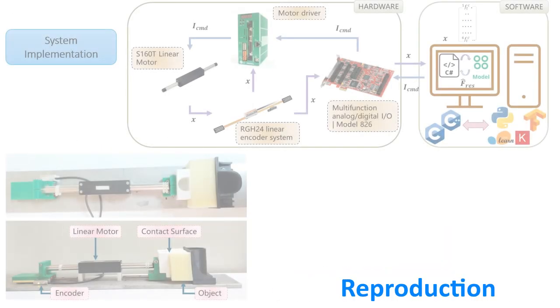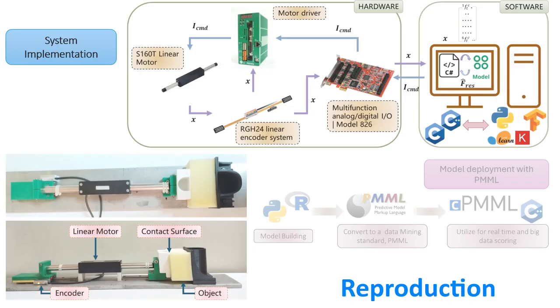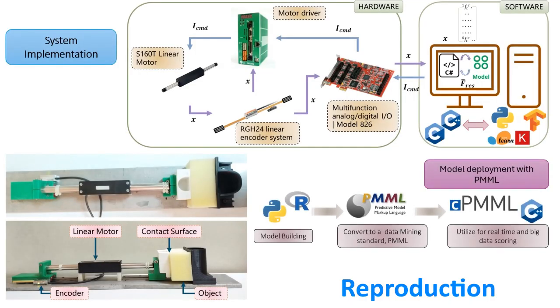During the reproduction phase, the force sensation is replicated using an AI model in conjunction with the hardware to virtually simulate the experience of interacting with a tangible, deformable environment in the absence of a physical object. The selected AI algorithm transformed it into an intermediate format for deployment, with the hardware facilitating real-time haptic object reproduction. We used predictive model markup language, PMML, to migrate the Python or our developed AI model to hardware-supported C or C++ language.